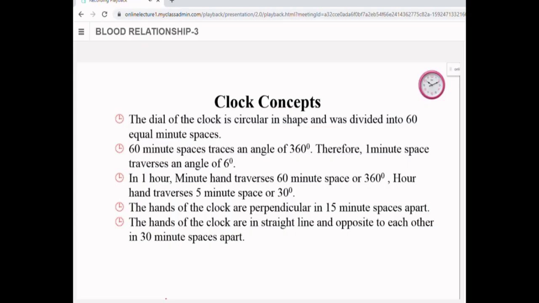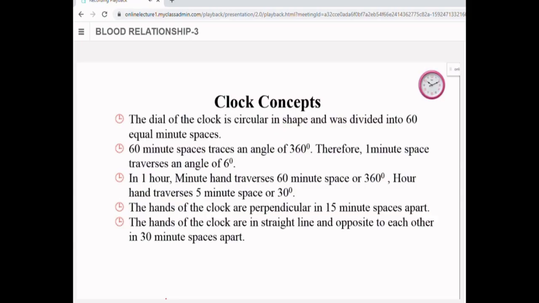Now, the hands of the clock are in a straight line and opposite to each other in 30-minute spaces. For perpendicular, it is 15 minutes, and for opposite, that is 180 degrees, it should be 30 minutes. That is what happens at 6 o'clock sharp, 180 degrees. Exactly opposite, 6 o'clock.